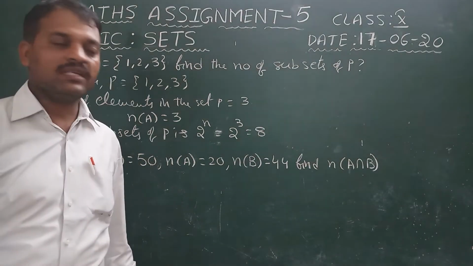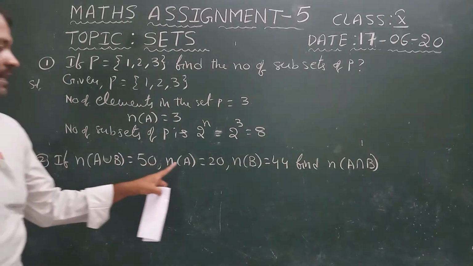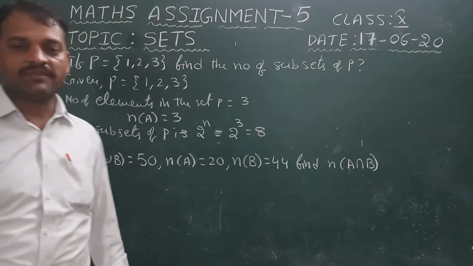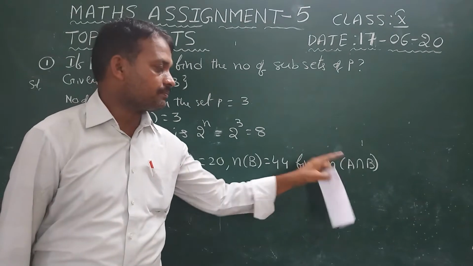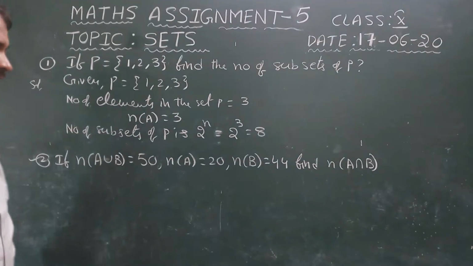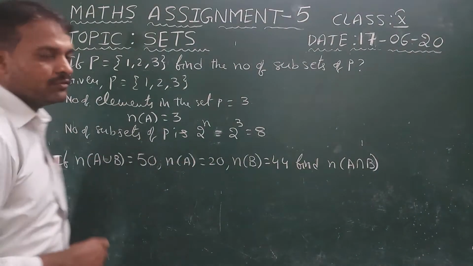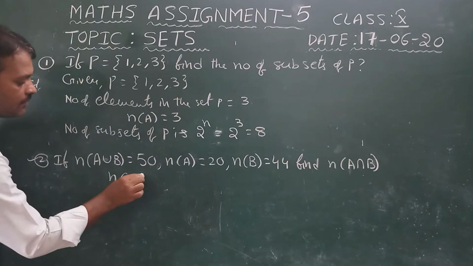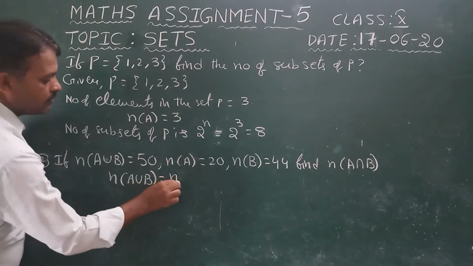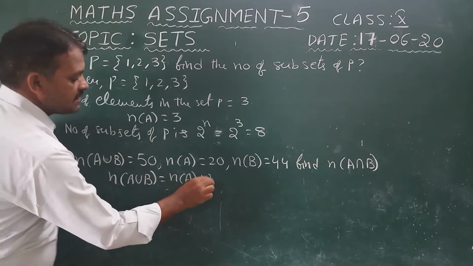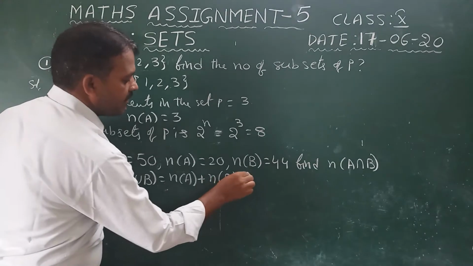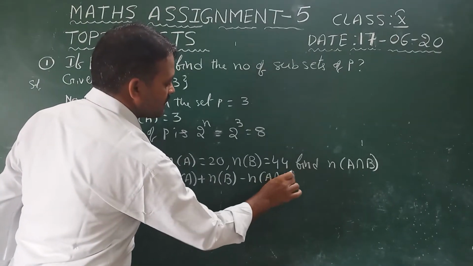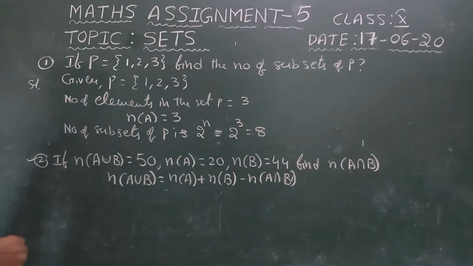If n of A union B is equal to 50, n of A is equal to 20, and n of B is equal to 45, I need to find n of A intersection B. These are all related by one formula: n of A union B is equal to n of A plus n of B minus n of A intersection B. Now substitute the given values.